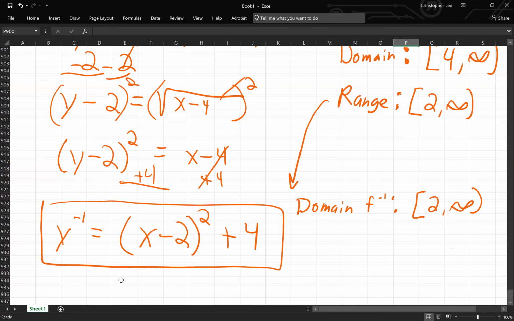Oh, the inverse is this: x minus 2 squared plus 4, right? But what I'm trying to say is that I can only look at it in terms of the domain from 2 to infinity. Everything else doesn't count.